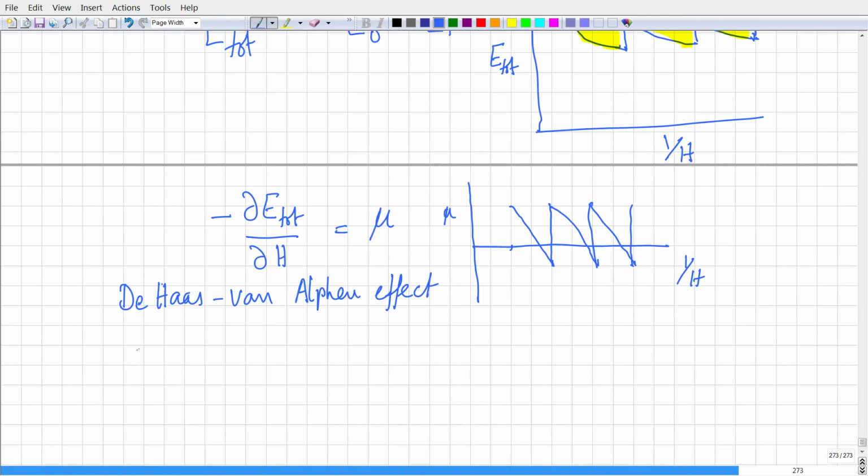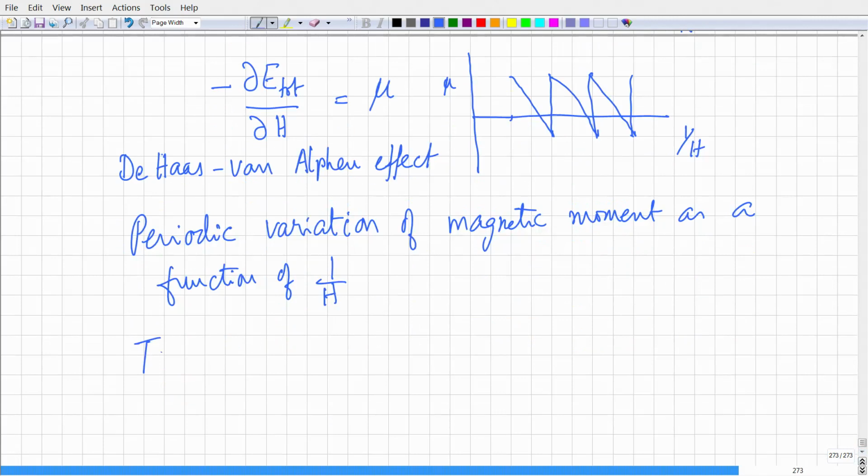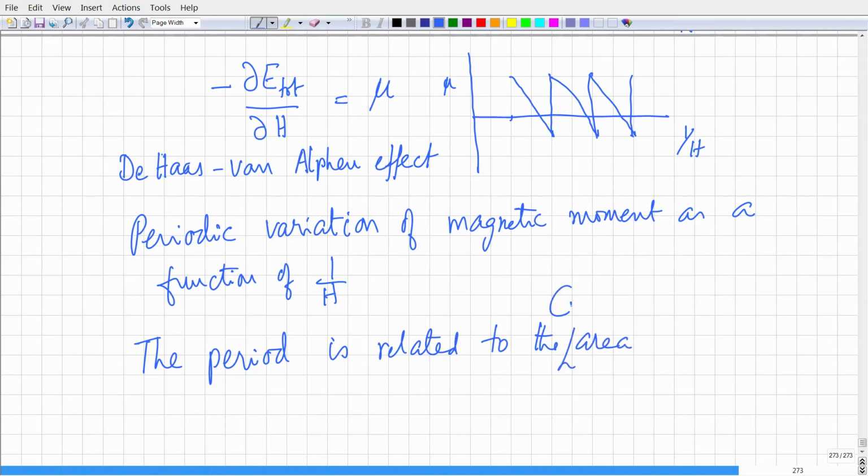The de Haas-van Alphen effect is a periodic variation of magnetic moment or magnetic susceptibility as a function of 1 by H. It can be shown that the period is related to the cross-sectional area of the Fermi surface.